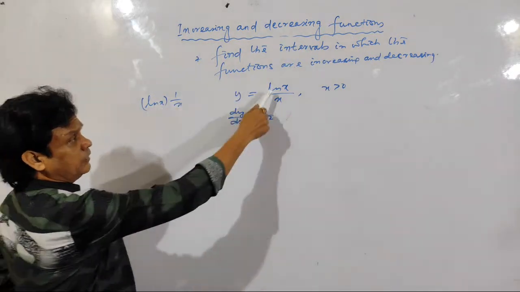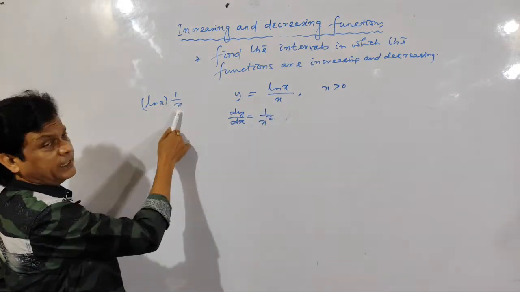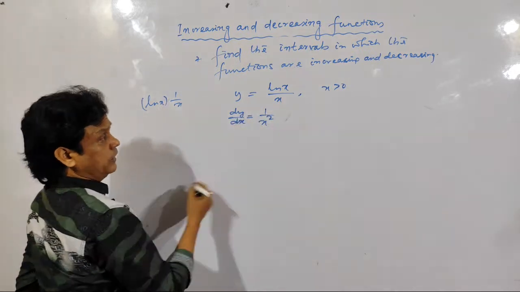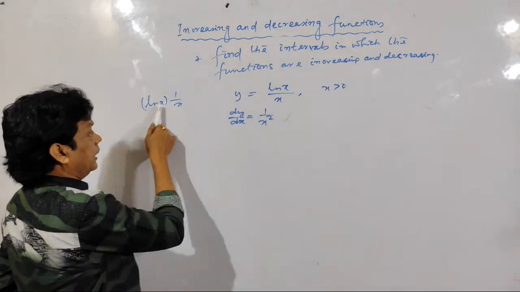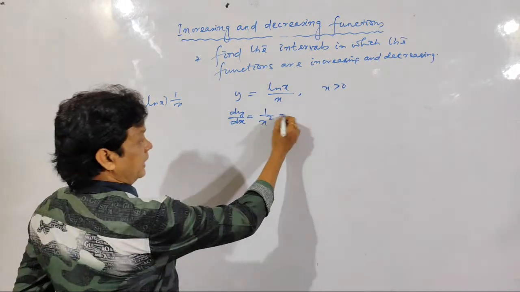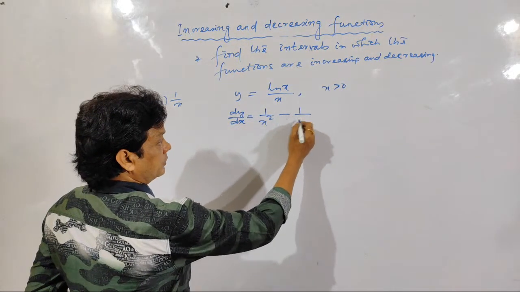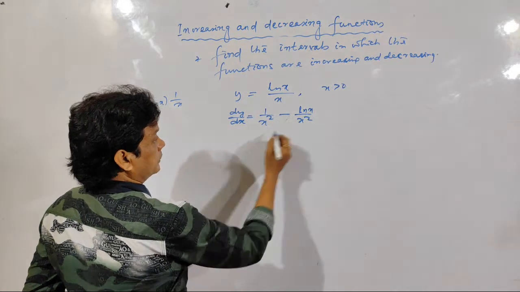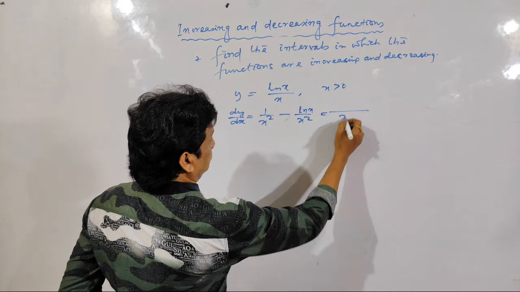Applying the product rule, I am writing ln x by x like this: ln x into 1 by x. The derivative of ln x is 1 by x into 1 by x, it is 1 by x square. And I am keeping ln x constant. Then the derivative of 1 by x is minus 1 by x square, so minus 1 by x square into ln x. And take x square LCM now.